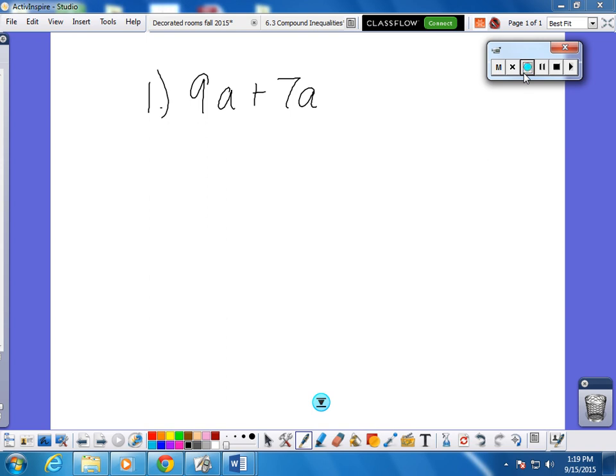What is 9a plus 7a? 16a. I just added the coefficients. All right, problem number 2.